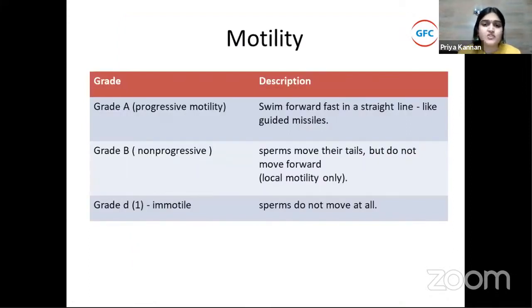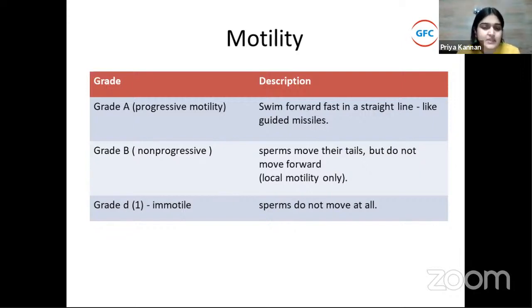Why am I spending so much time on semen analysis? Because as I've told you, this is the most important test that we'll be doing to assess the fertility status of a male. We always suggest that whenever somebody is grading the motility in a semen analysis, they must grade it as progressive motility, non-progressive motility, and immotile. Progressive motility is when the sperm can swim forward in a straight line, like a guided missile. Non-progressive is when it doesn't move forward, but it's able to move its tail. Immotile is when it doesn't move at all.